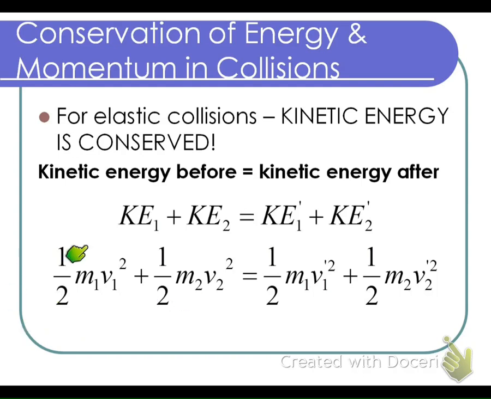Okay, so this is kinetic energy of the first object before, kinetic energy of the second object before the collision, kinetic energy of the first object after, and kinetic energy of the second object after. Remember this little apostrophe symbol is the prime. That means it's after the collision, or post-collision. Okay, so this is an equation that you should have in your notes and be ready to use.